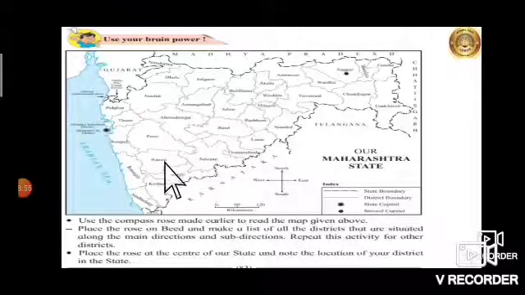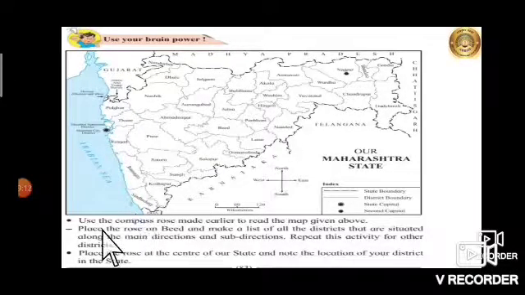The size and everything is very, very small for you to understand. It is not the way the natural landforms are. Can you see the Arabian Sea in the map? Can you see the border of Gujarat? This is the state border where Gujarat lies.